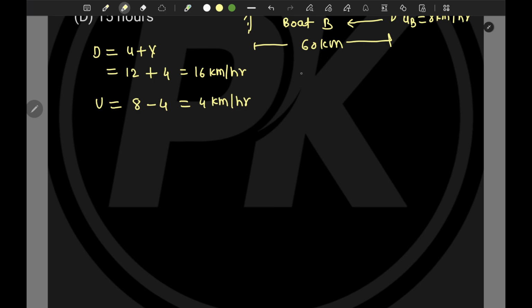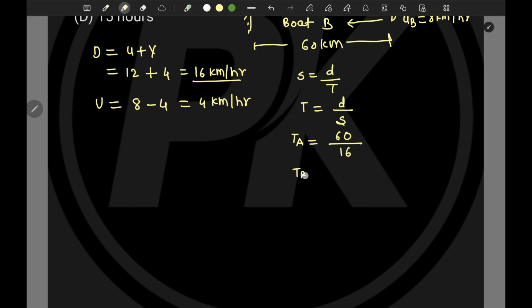Now we know speed is equal to distance divided by time, and hence time is equal to distance divided by speed. Here the distance covered by boat A and boat B is the same, which is 60 kilometers. So I'll put that value directly, 60 kilometer. And the speed of boat A, sorry, the boat A is going downstream and that speed is 16 kilometer per hour.